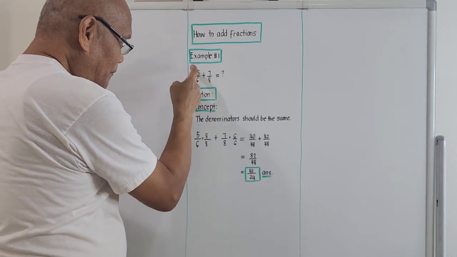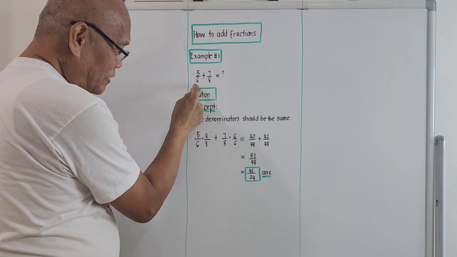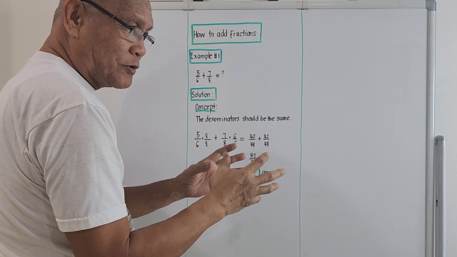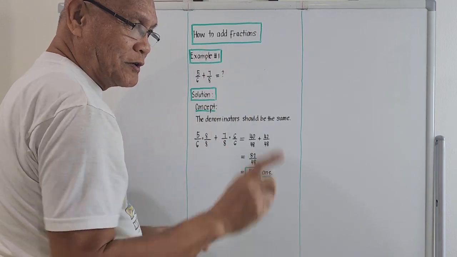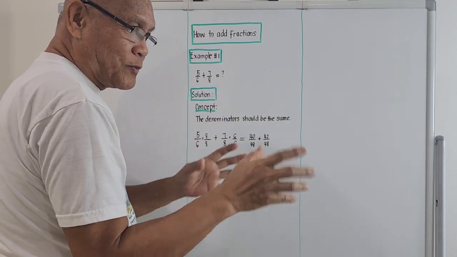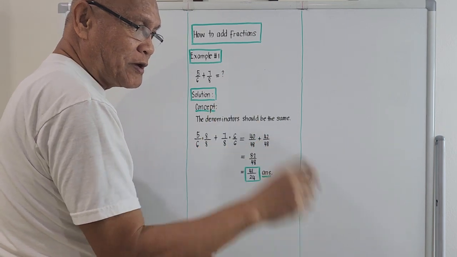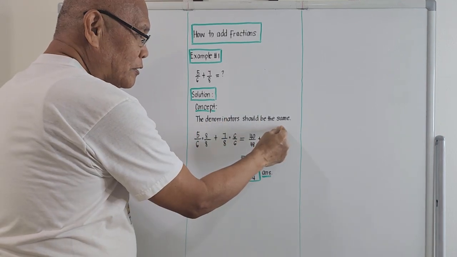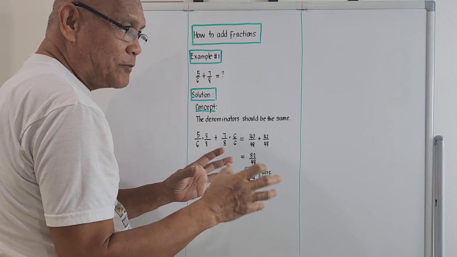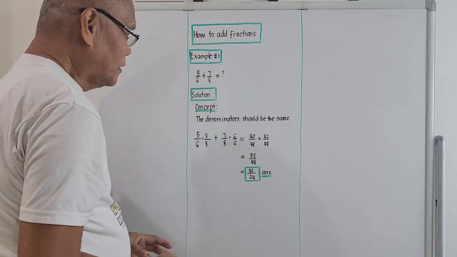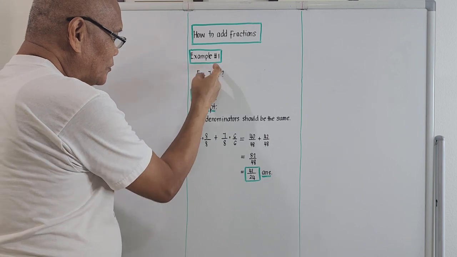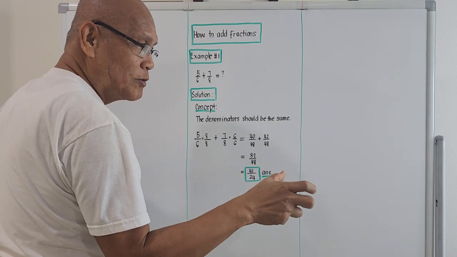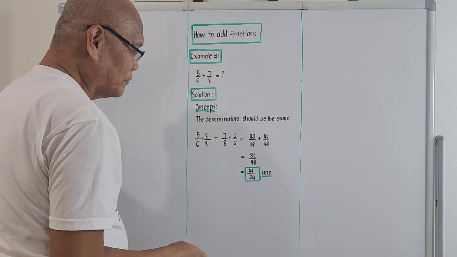For the given example, 5 over 6 plus 7 over 8, obviously the denominators are different. To add two fractions with different denominators, the concept is this. Just remember: to add two fractions, the denominators should be the same. That's the only one you will remember. So try to convert the fractions to make both denominators equal. Remember this concept, and no matter where you go, you will not get lost in the addition of fractions.